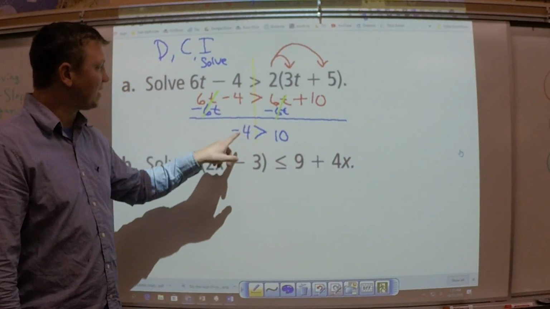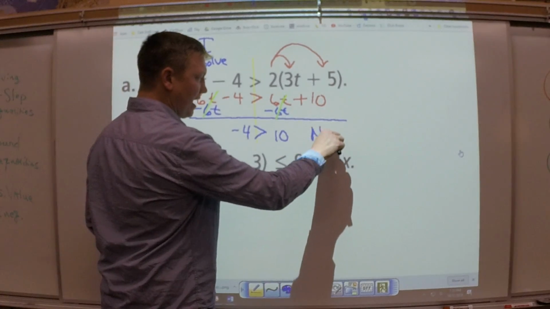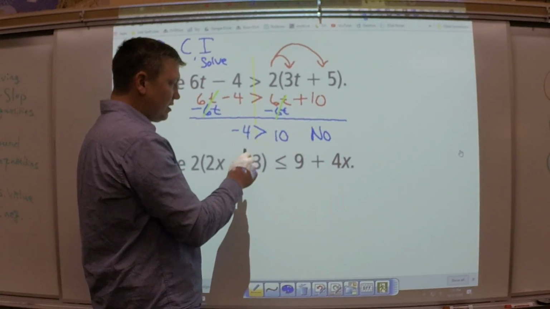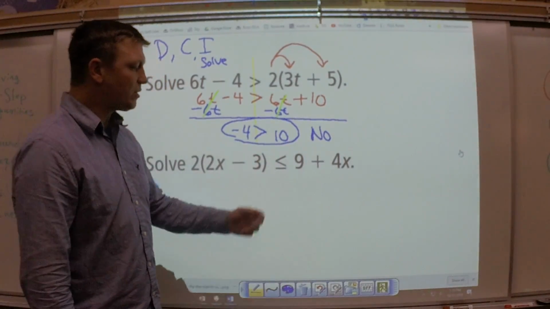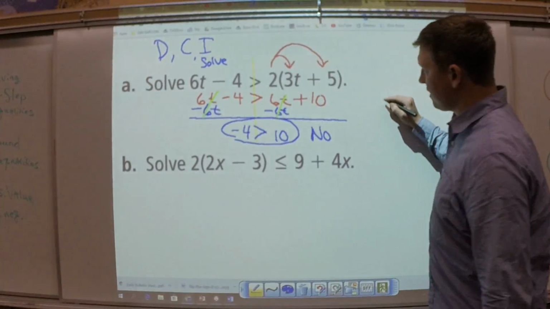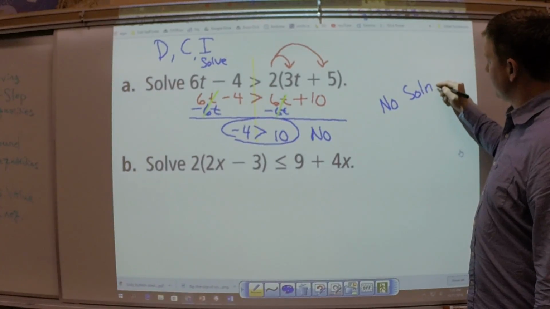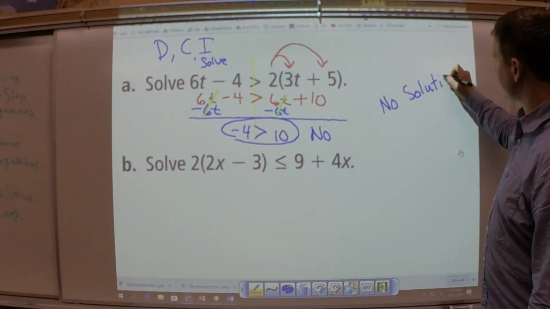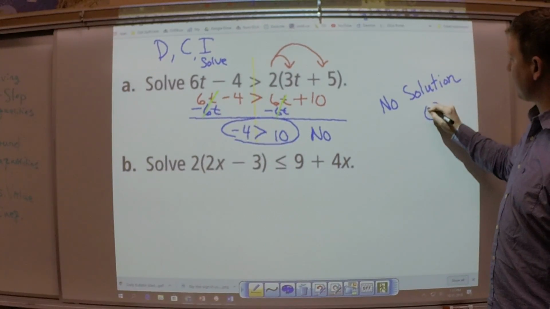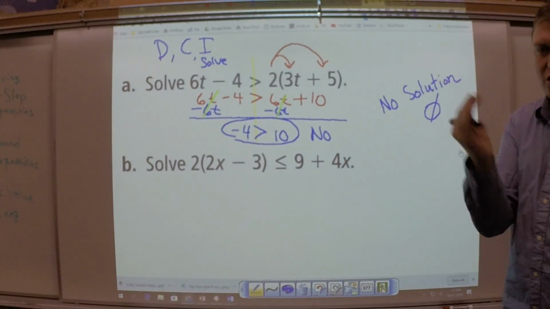Now, is it a true statement? Negative 4 is greater than 10. No, this does not work, right? This is not true. This is a big false, right? No. Doesn't work. So what do we say about this? We say no solution. And you could abbreviate, or you could write it all the way out, no solution, right, like this. Or you could just write this symbol. And everybody in the math community knows that symbol means no solution.